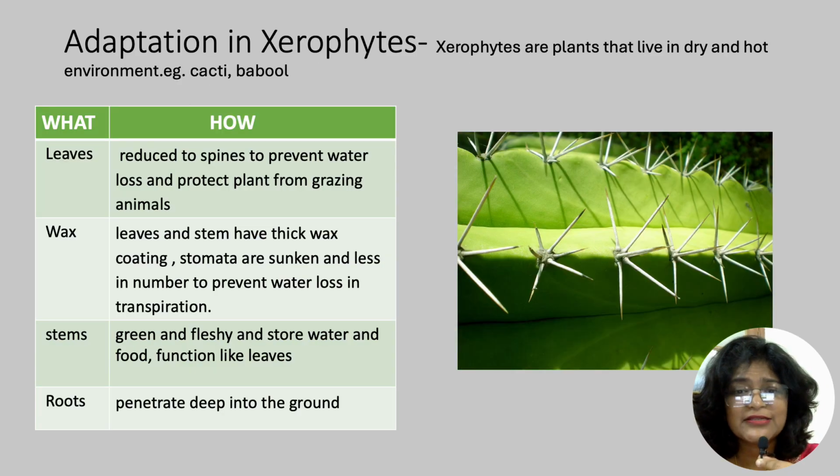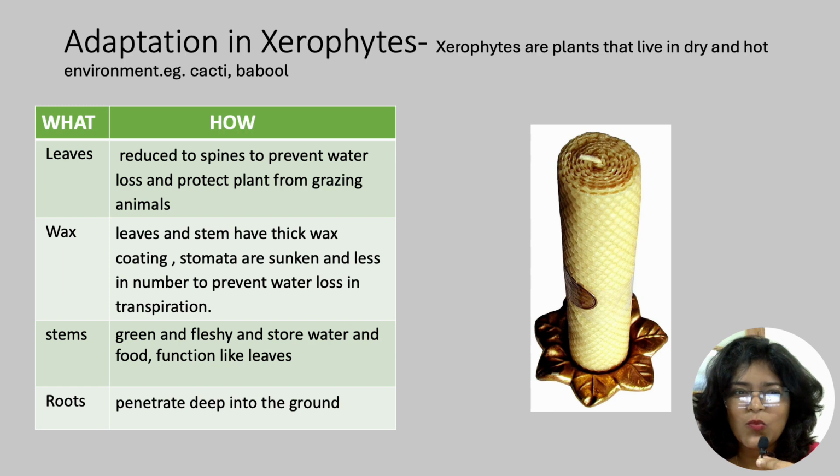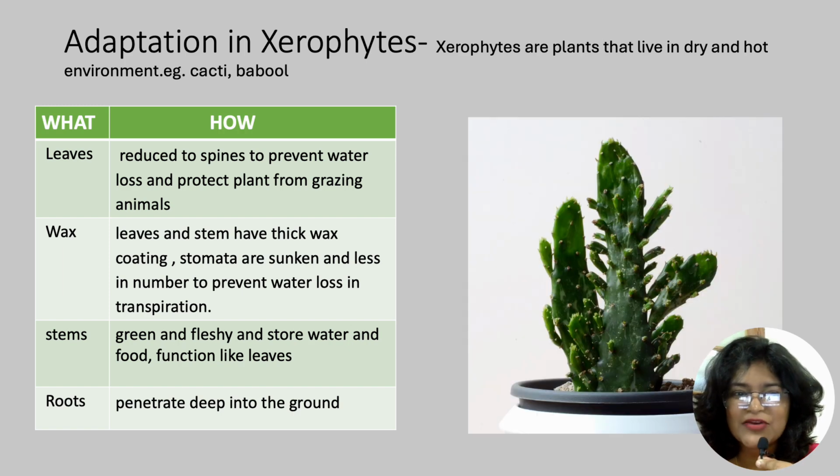Adaptation in xerophytes. Xerophytes are plants that live in dry, hot environments, like cacti and babool. The leaves are reduced to spines to prevent water loss and protect the plant from grazing animals. Wax coats the leaves and the stem, and the stomata are sunken and fewer in number to prevent water loss through transpiration. The stems are green and fleshy and they store water and food and function like the leaf.